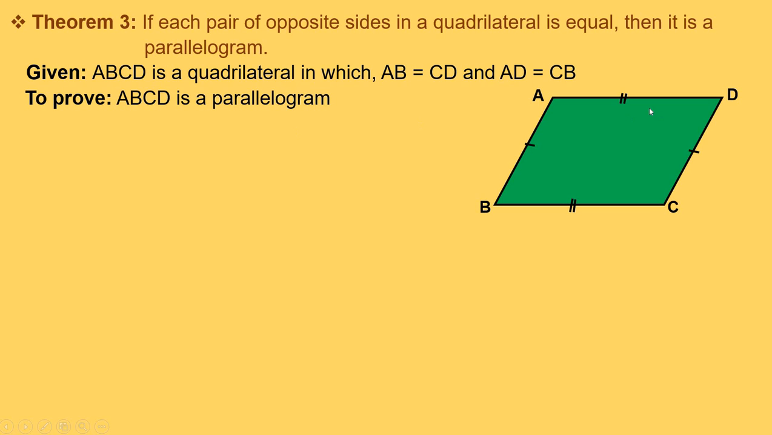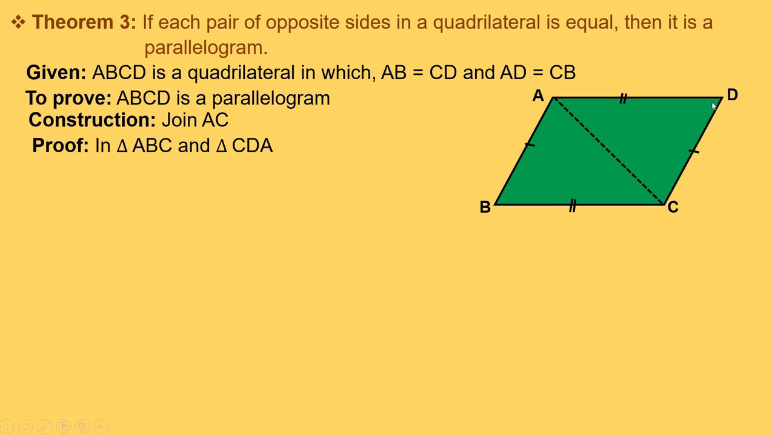ABCD will be a parallelogram if opposite sides are parallel. So we can show that opposite sides are parallel if their alternate angles are equal. To show alternate angles are equal, we'll take the help of congruence of triangles. So to get two triangles, we'll do some construction. Join AC to get two triangles. So construction: join AC.